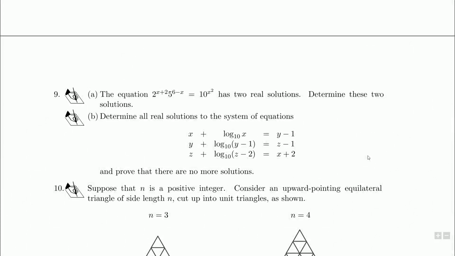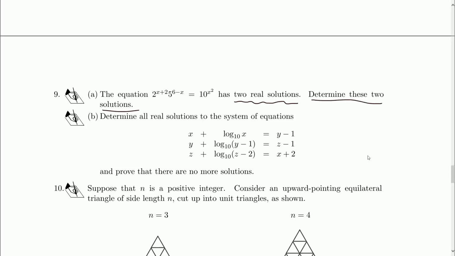We're looking at question number 9 on the 2008 Euclid contest. So the equation 2 to the x plus 2 times 5 to the 6 minus x equals 10 to the x squared has two real solutions. This is nice, because they're actually telling me how many solutions there are. That means if I get two solutions, I know there won't be any more. And we're just being asked to determine these two solutions.